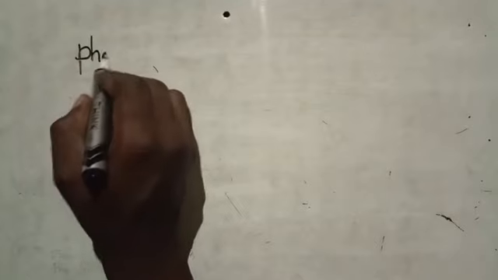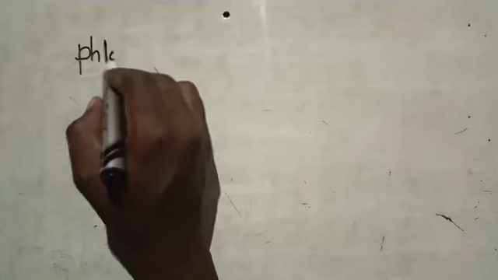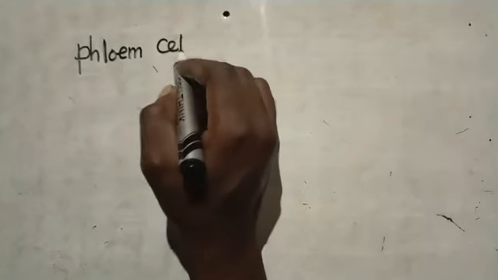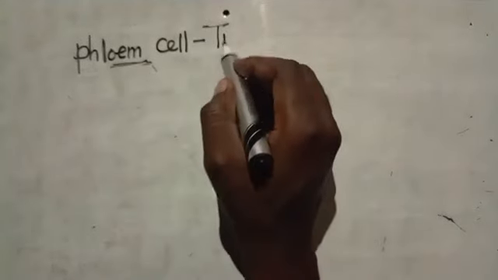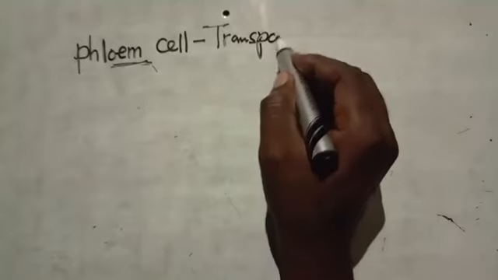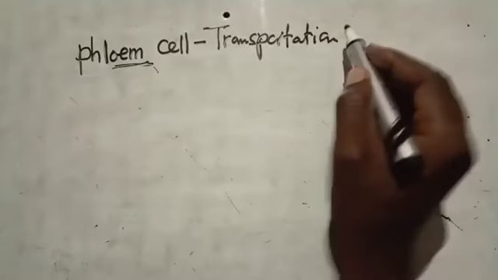Aside from knowing this, let us look at another cell. It is called a phloem cell. A phloem cell, its function is just to transport manufactured food from one part of the plant to another. So the function of this is transportation of food.